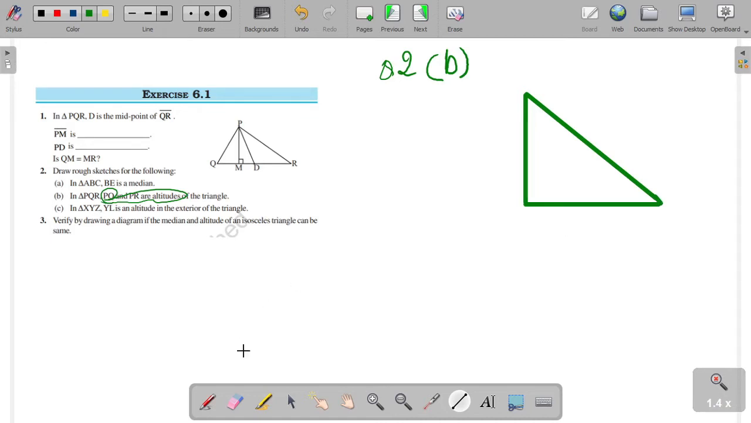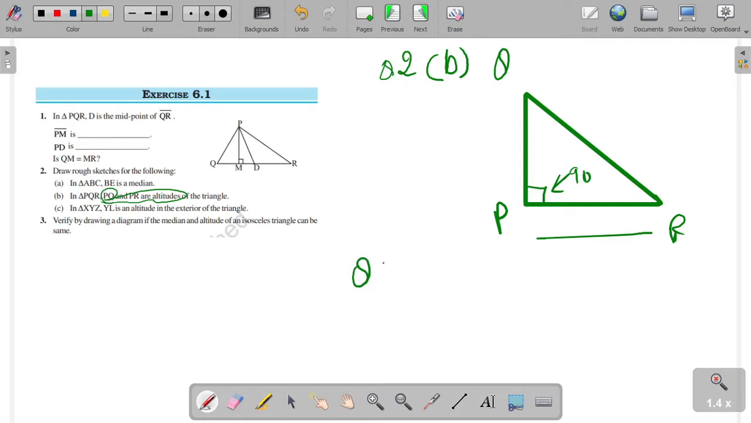Here let it be point P. This is Q and this is R. You can see this is making 90 degrees. So PQ is perpendicular to PR and PR is also perpendicular to PQ. So this is about question number 2, B part.